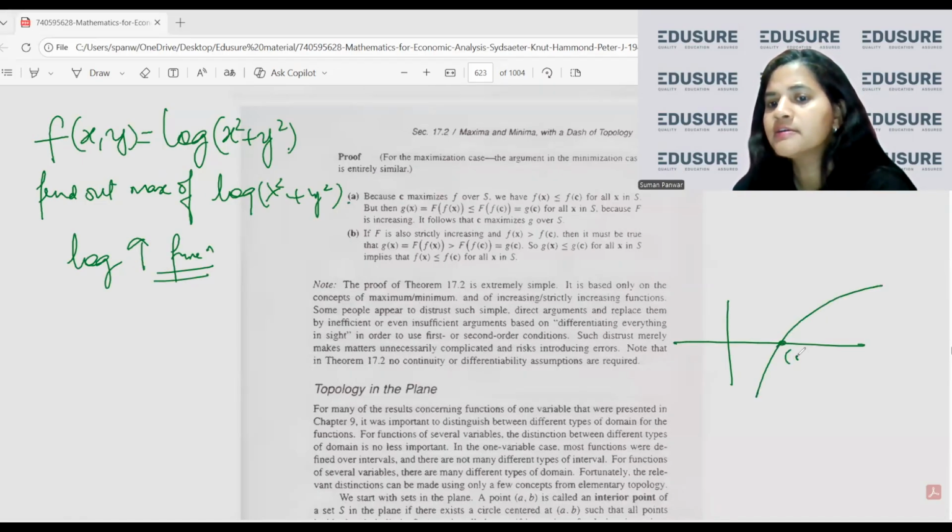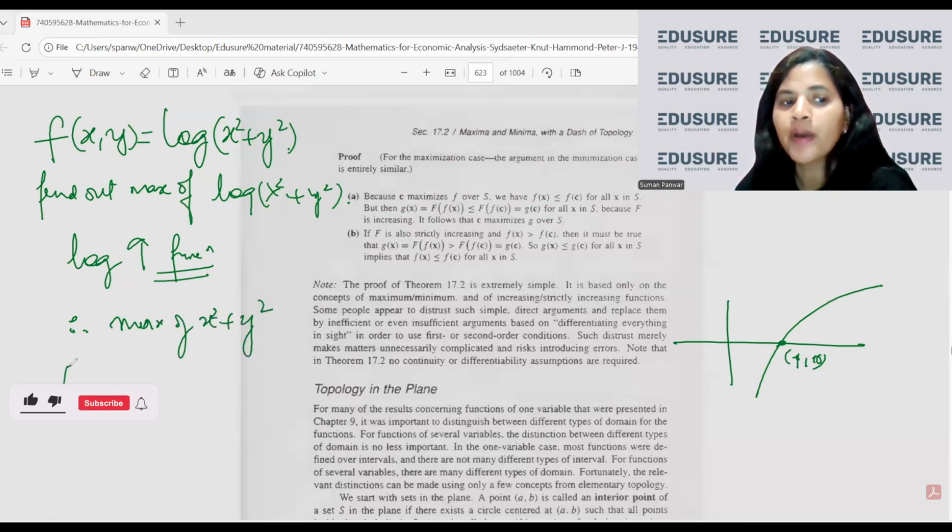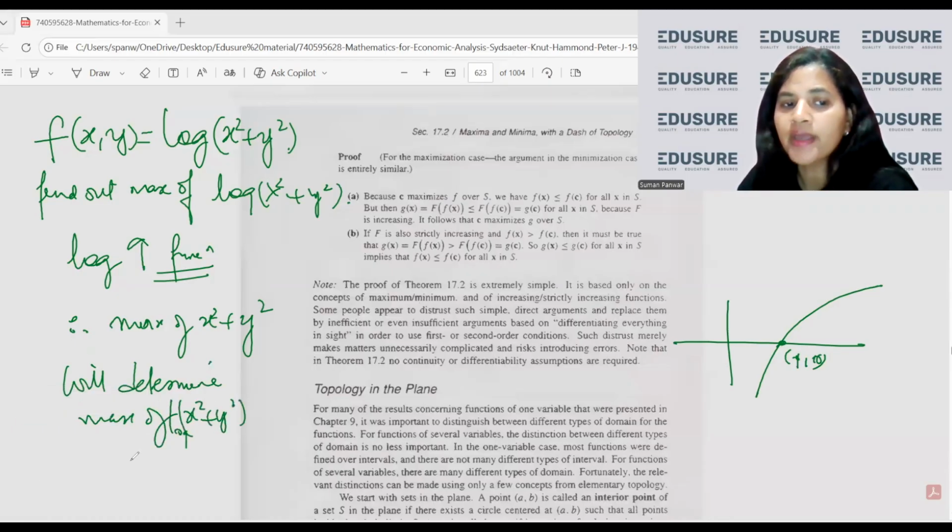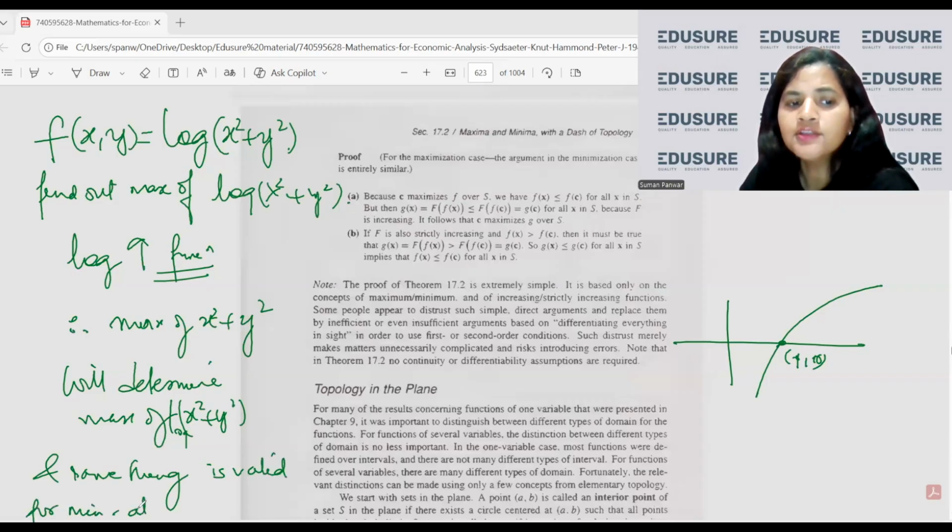It has a graph like this, so it is an increasing function, and therefore, maxima of x square plus y square will determine maxima of log of x square plus y square, and the same thing is valid for minima also.